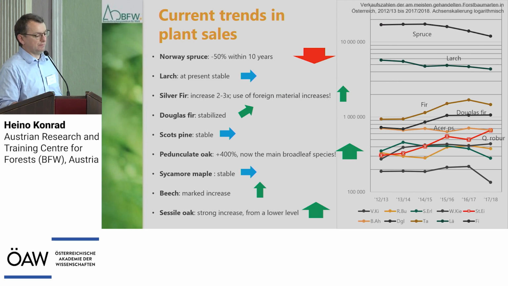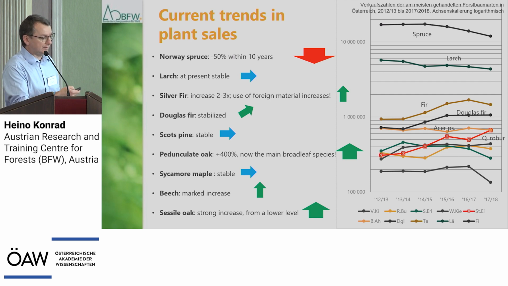Here we have a kind of problem that we need more foreign material than anticipated. Douglas fir also has stabilized. Scots pine is also more or less stable. There was a jump in pedunculate oak, but also in sessile oak. So now we're talking about 1.2 million plants of pedunculate oak sold annually, while we started at 300,000 ten years ago. So this is much more than 400%. So the climate change is catching on faster than we think.